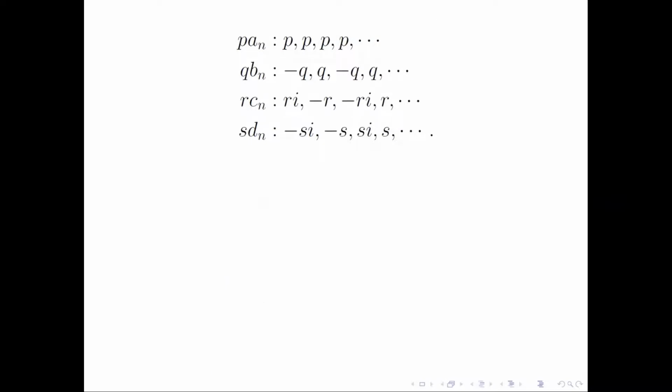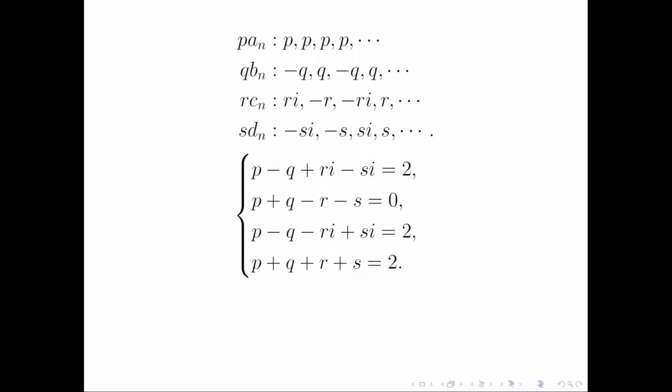The first sequence times P, we get P, P, P, P, and so on. The second sequence times Q, -Q, positive Q, and so on. And the third and the last. Sum up, and the first 4 terms should be 2, 0, 2, and 2.